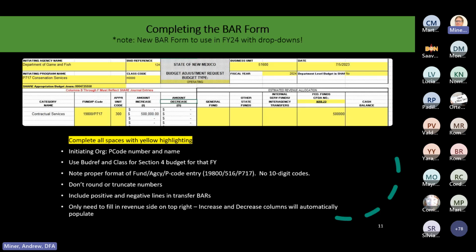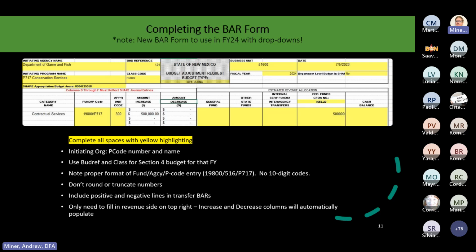So next year, the Bud Ref will be 125 for Section 4. Next year, the class code will be I0000. It's my goal to retire before we get to Z00, because I don't know what happens after that. I think I'm just going to make it, so we'll see.